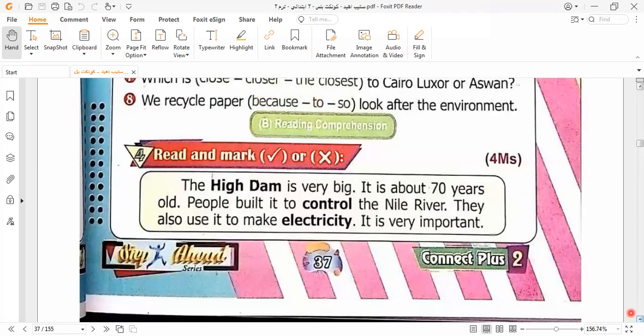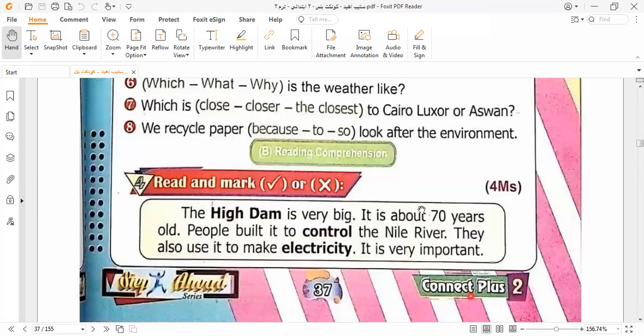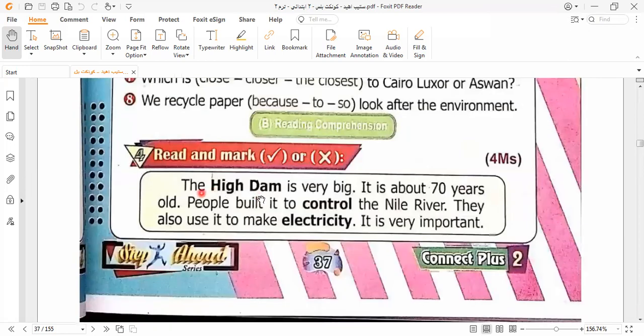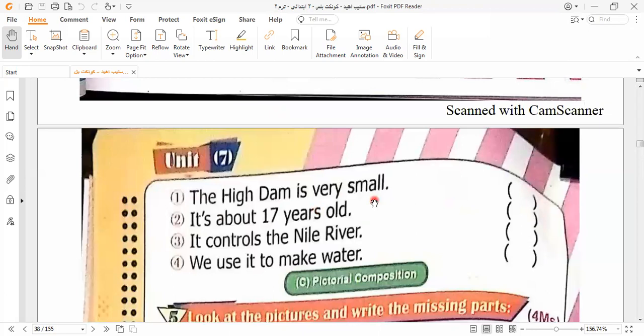Let's answer the text and this text comprehension. You must read the comprehension very well to answer the question below. This fact: the high dam is very big. So our topic is about the high dam. It's very big. It's about 70 years old. People built it to control the Nile River. They also use it to make electricity. It's very important. The high dam is very small. Is this sentence right or wrong? No, it's not right. Why? Because the high dam is very big. It's 17 years old. It's how many years? It's 70 years old.